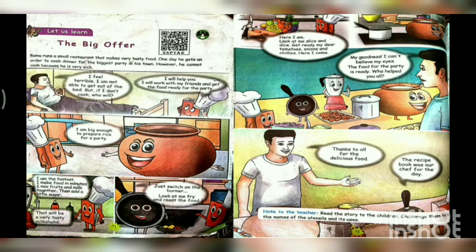So all of you know what is a restaurant, right? Yes. So you go to a restaurant to have food. And what happens if the owner of the restaurant is also sick? Then what would happen? That is what we are going to see in this story. So are you ready to listen, children? Here we go. So Ramu runs a small restaurant that makes very tasty food.